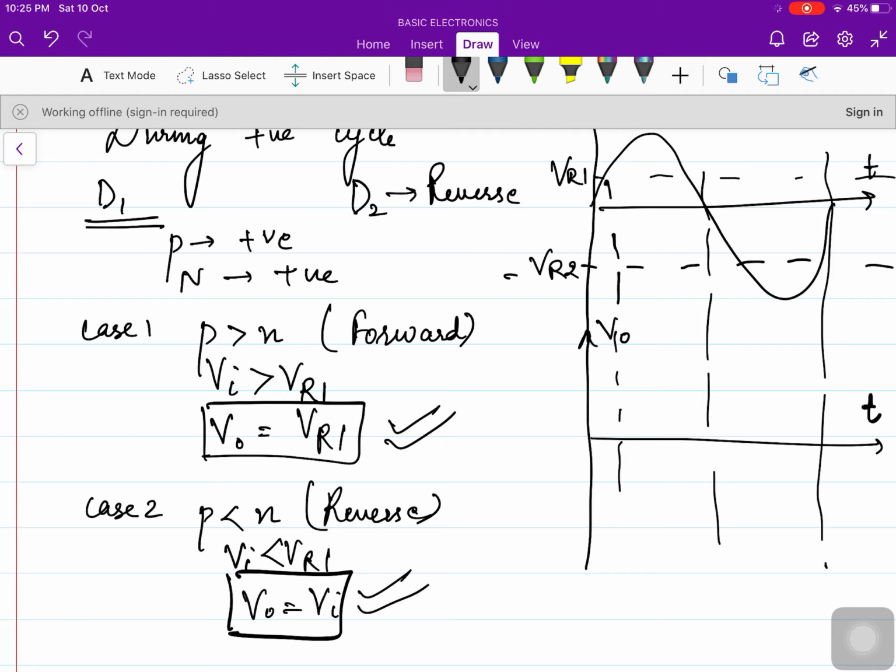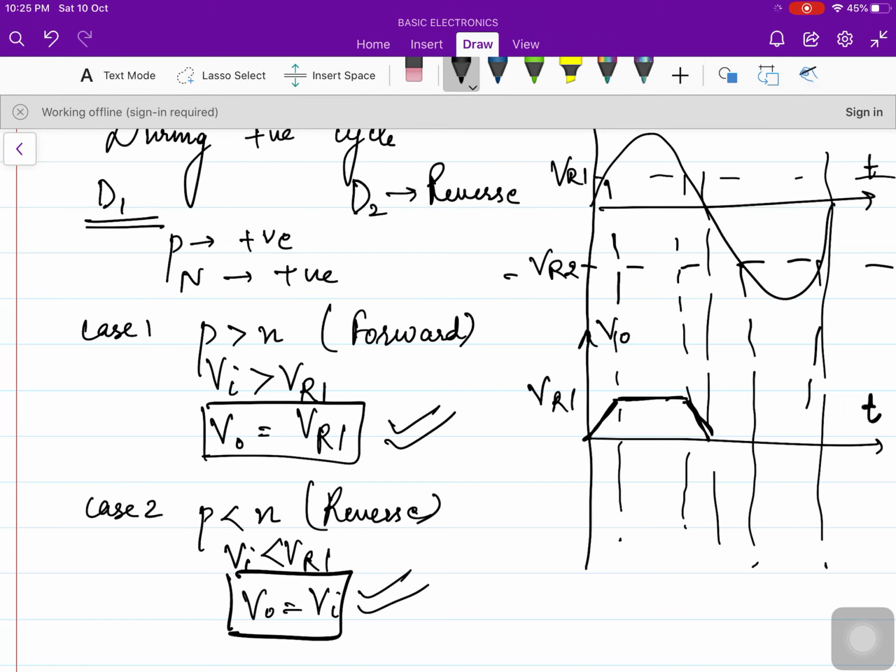Now for the positive, we have two portions or two cases. The cap portion is the one where Vi is greater than Vr1. So in this portion, V0 is equal to Vr1, and in the leftover portion, V0 is the same as Vi.